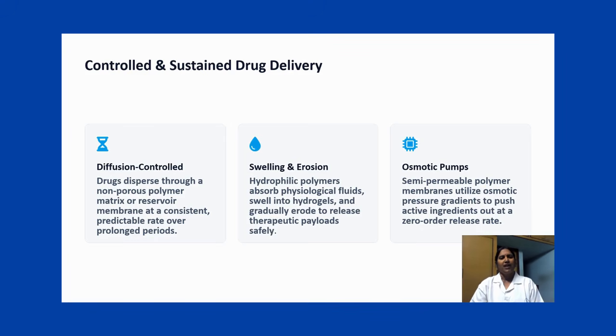Diffusion control: the drug is dispersed through a non-porous polymer matrix or reservoir membrane at a consistent, predictable rate over prolonged periods. Swelling and erosion: hydrophilic polymers absorb physiological fluids, swell into hydrogels and gradually erode to release the therapeutic payload safely. Osmotic pumps: semi-permeable polymeric membranes utilize osmotic pressure gradients to push the active ingredients out at a zero order release rate.